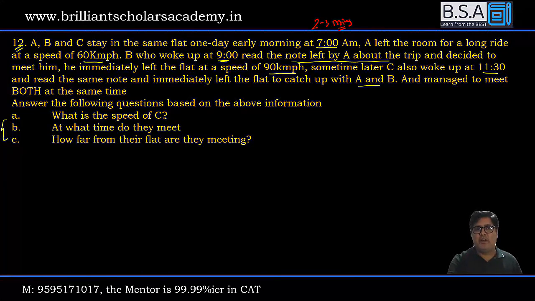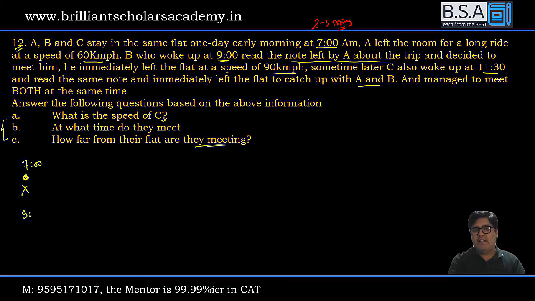What is the speed of C? At what time do they meet? How far from their flat are they meeting? So picturize this. One person is leaving that spot, let us call the spot X, at 7 a.m.